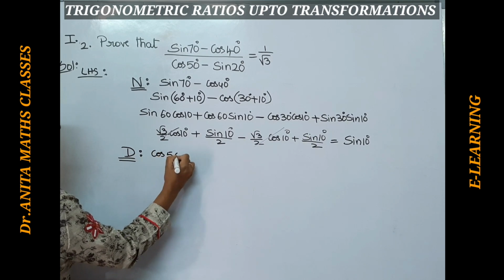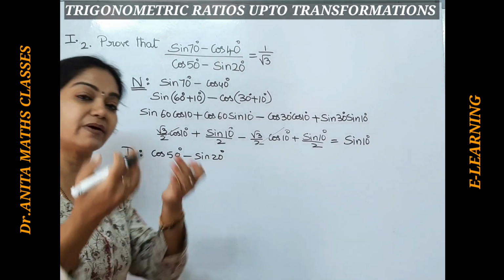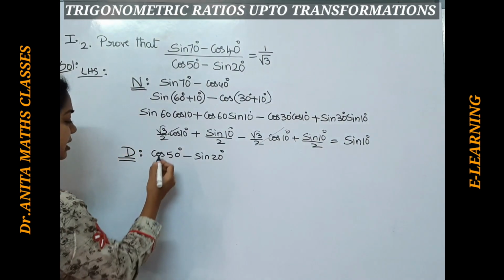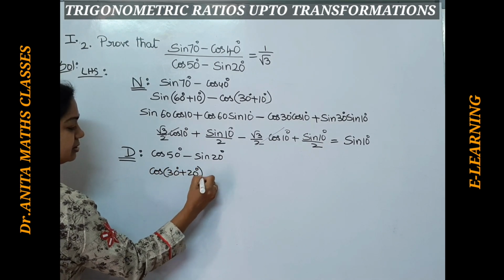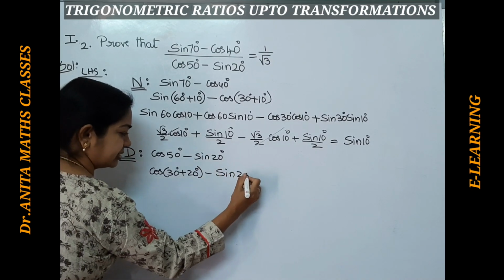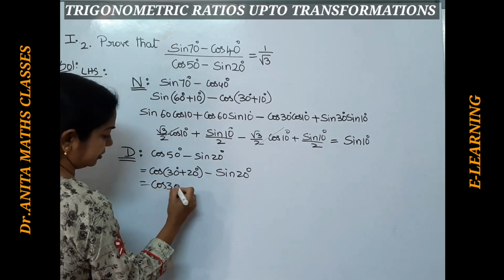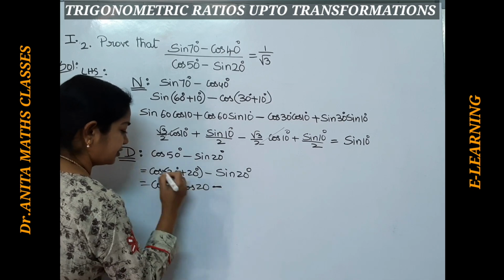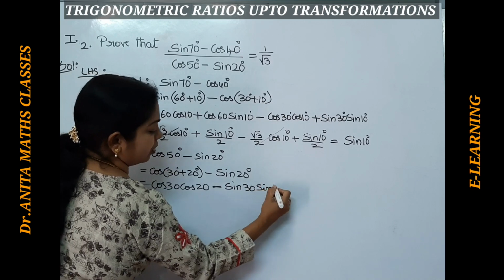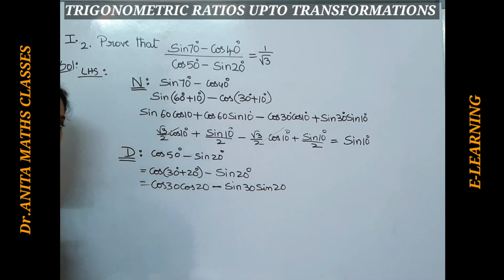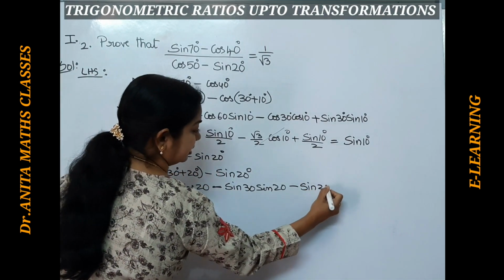So cos 50 degrees minus sin 20 degrees. We don't know these values, so we will bring it into our known values. I can take this as cos of 30 degrees plus 20 degrees, and keep sin 20 degrees as it is. If you expand it, cos 30 cos 20 minus, for cos you have to take minus, sin 30 sin 20. These are the compound angles formula, I have expanded cos(A + B). Then minus sin 20 is as it is, I'll keep it here.